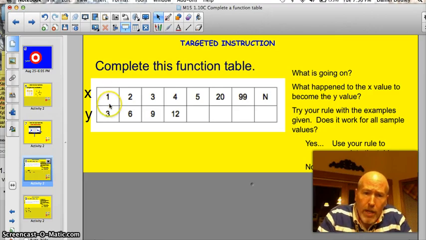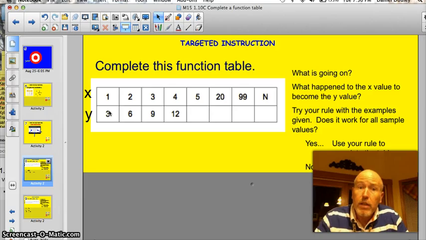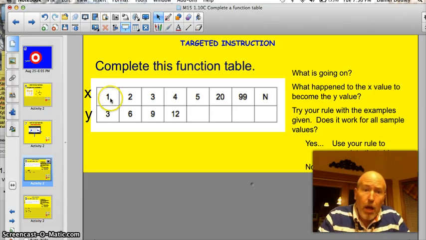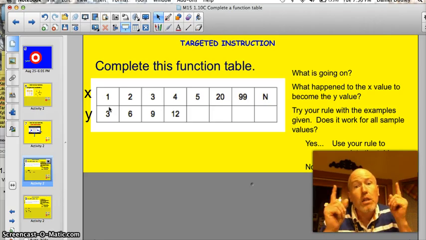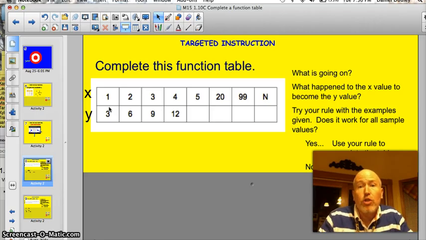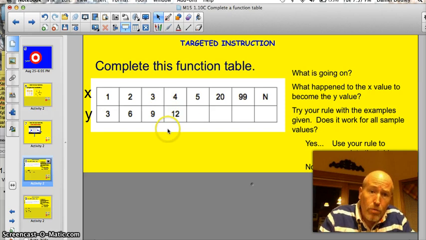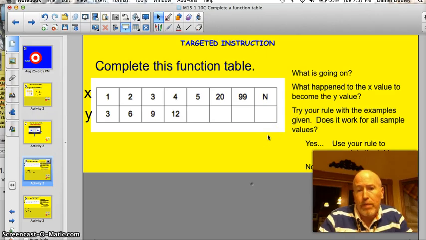So here I've got 1 becoming 3. My first thought is add 2. So add 2. 1 plus 2 is 3. My rule is done? No. Remember what I said? You have to try it for all the values. So I'll try it here. 2 plus 2 is 4, not 6. My rule doesn't work. I want you to pause the video, go back, see if you can find a rule that will work for all these examples, and then when you do, see if you can figure out the values for 5, 20, and 99. Don't worry about n at this point. Go ahead.